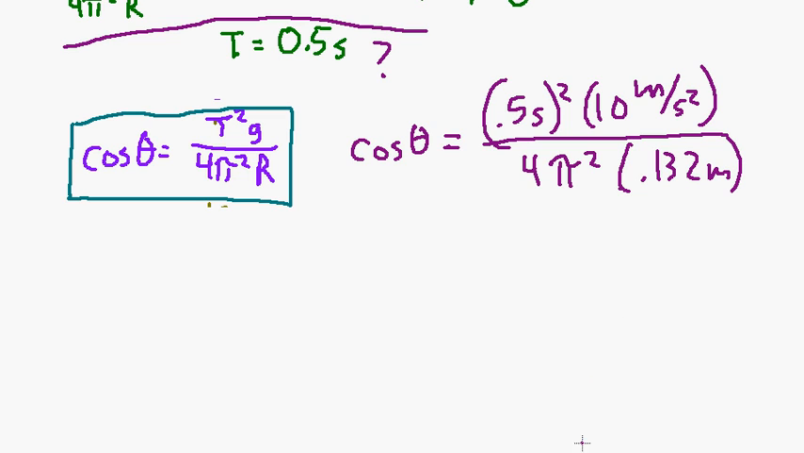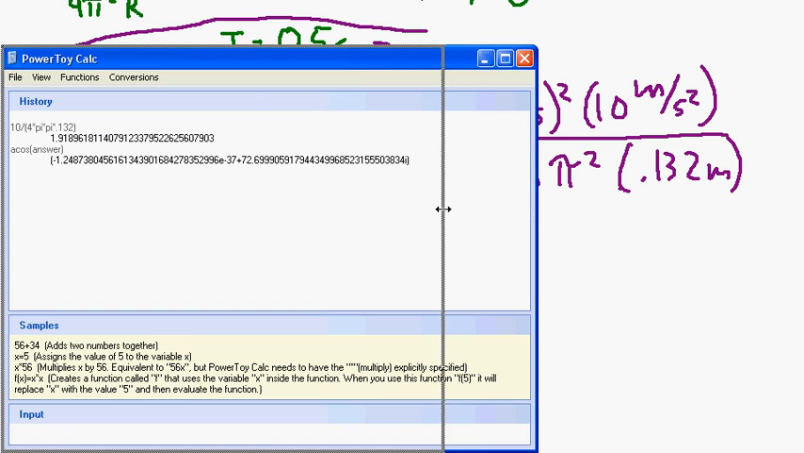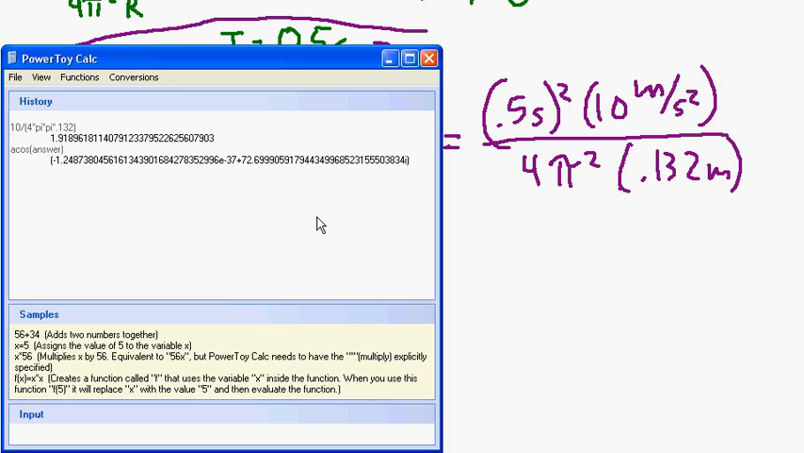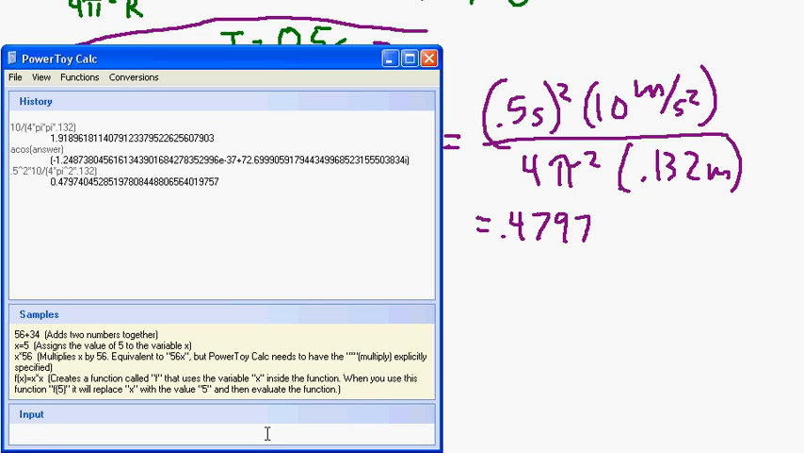Okay, and because I'm in a good mood right now, I'll just go ahead and use the calculator and actually find real numbers as opposed to using pi squared equals 10 and all that jazz. So we're going to do 0.5 squared times 10 divided by 4 times pi squared times 0.132, and that is going to give us 0.4797, which is close to 0.5. So we're going to get around 60 degrees, but let's just try it. And yeah, 61.3 degrees.